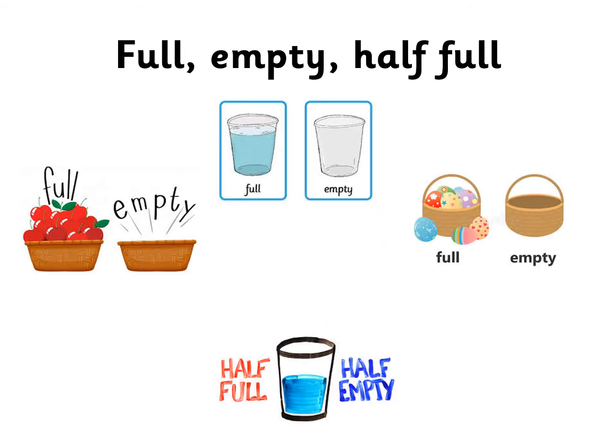We often use the words full, empty, and half full to describe how much is in an object. The fruit bowls in this picture, the egg baskets, and the glasses at the top of the page show full and empty. Have a look at the picture at the bottom of the screen. Would you describe it as half full or half empty? That's right, we describe it as half full.